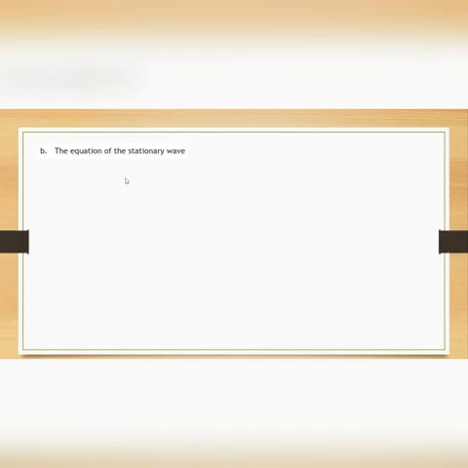For question B, we want to find the equation of the stationary wave. And for the free or the open end, we have y equals 2a times the cosine of kx times the sine of omega t. And k is 2 pi over lambda. Remember, lambda is 0.32. So it will be equal to 25 pi meter to the power of minus 1.